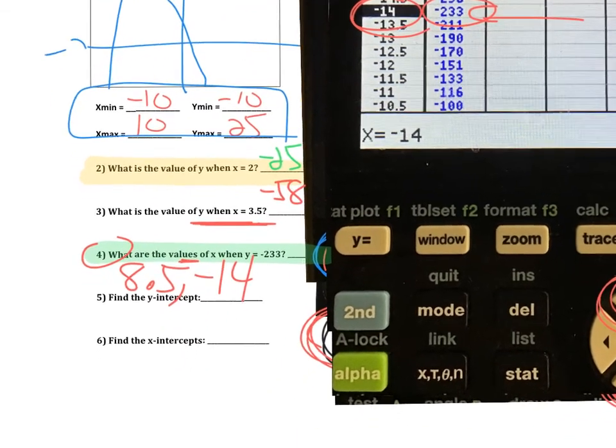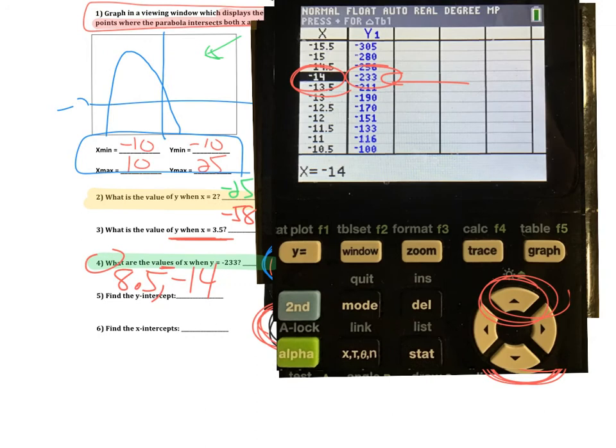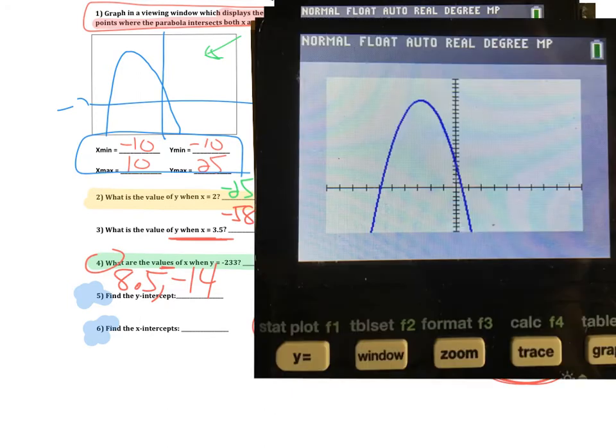Now these next 2 questions, find the y-intercept, find the x-intercept, these are going to be questions that you want to highlight, circle, star in your notes because you're going to have to do this for all the equations. We basically want to find the coordinates of the points where it crosses the y-axis and where it crosses the x-axis.